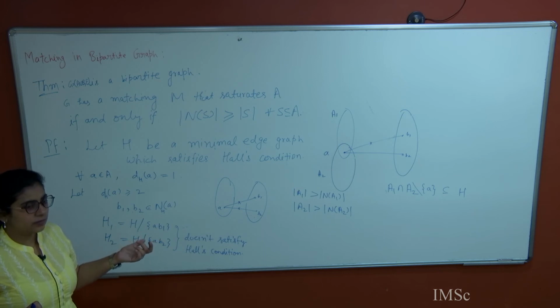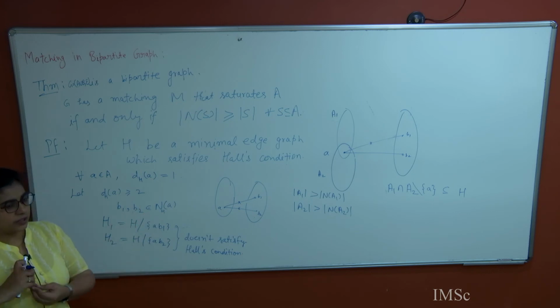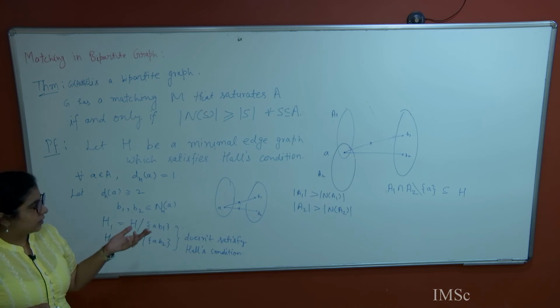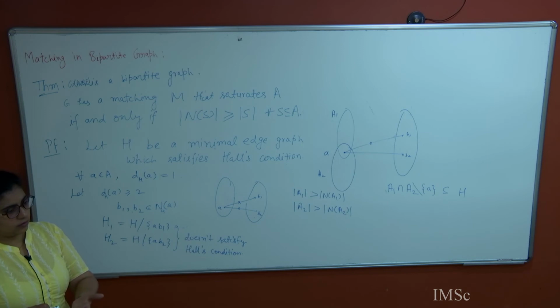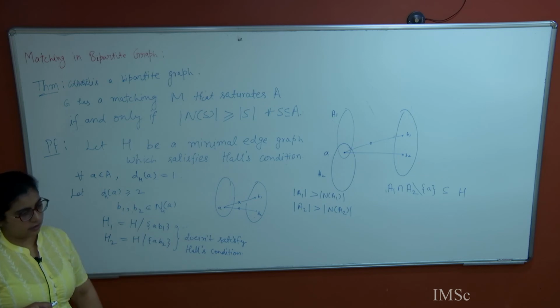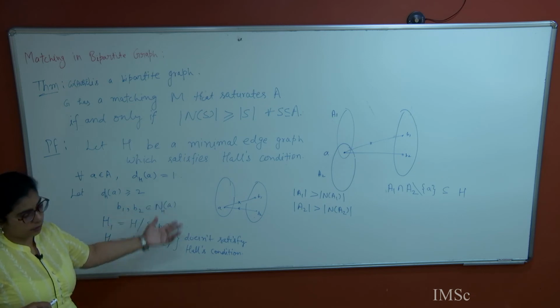Yes, but we have to check after removing one edge whether Hall's conditions hold or not. That is why we are doing this. We are saying the minimal edge graph, so we have to show that Hall's condition does not hold now. If it still holds, then this was not the best choice we picked.